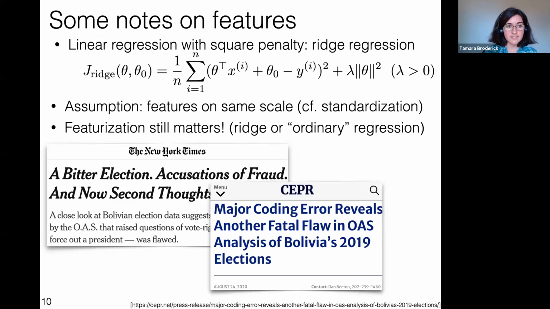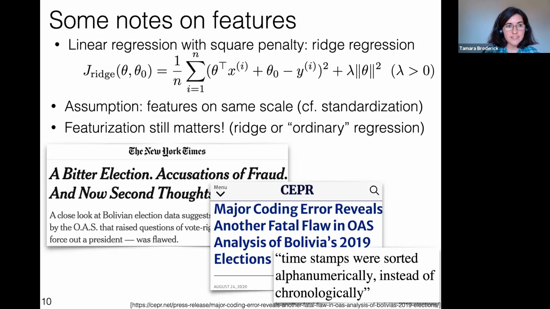But one of the big issues in this analysis, which was a regression style analysis to decide whether vote rigging had occurred, was that they did not featureize correctly. The timestamps were sorted alphanumerically instead of chronologically, and this made a huge difference. So in particular, something like 1:01 p.m. was listed before 1 a.m. because of the alphanumeric rather than chronological sorting. And what they were trying to detect was if a big change had happened, and so this might make it look like a change had happened.